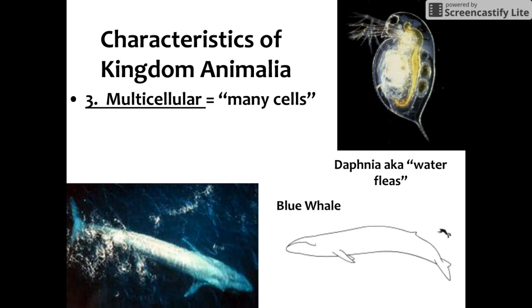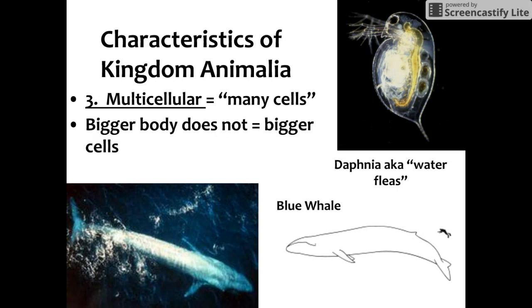Third characteristic, all animals are multicellular, and the bigger the animal, the more cells it actually has. And so the largest animal is the blue whale. The smallest is the Daphnia.